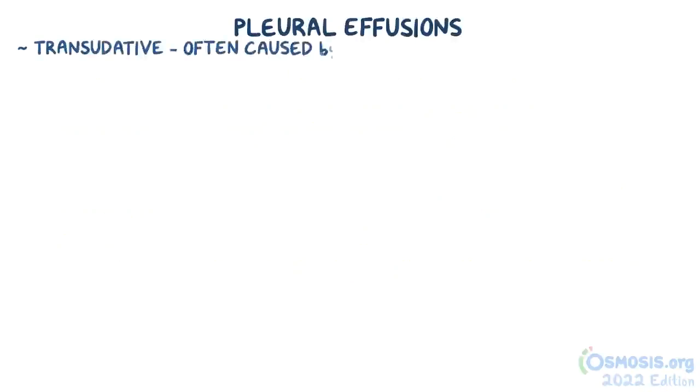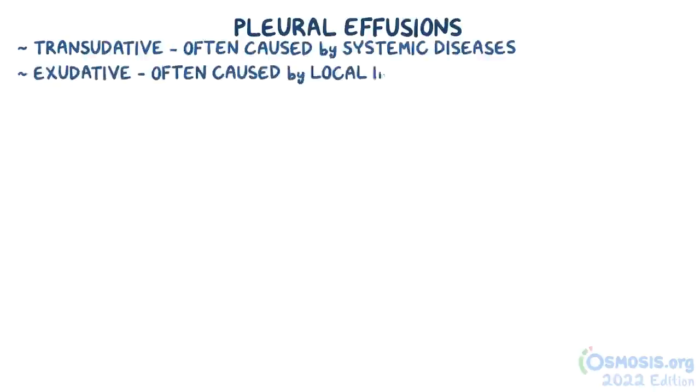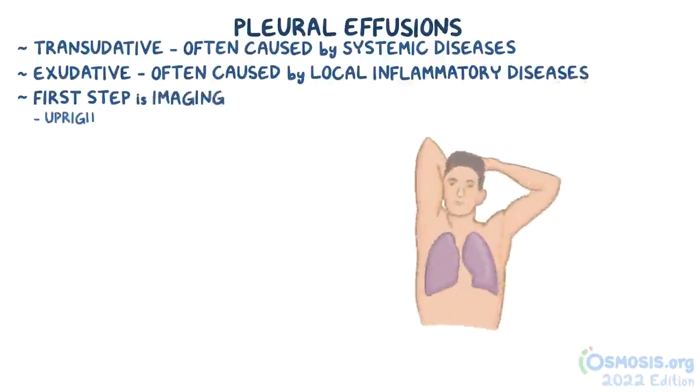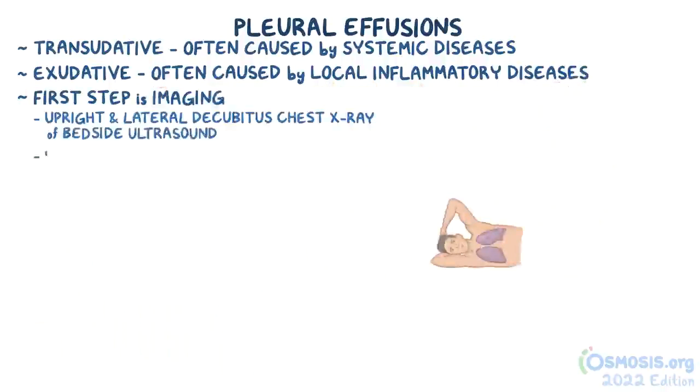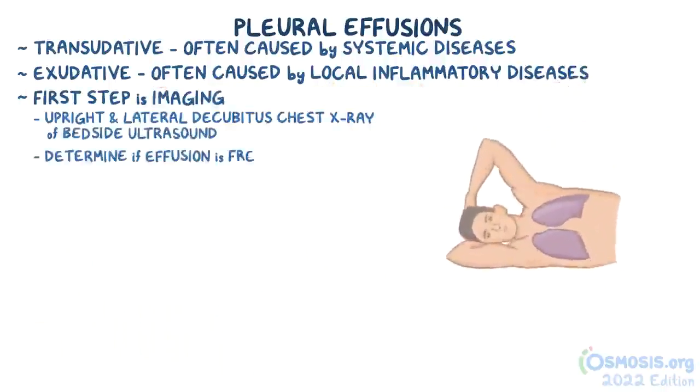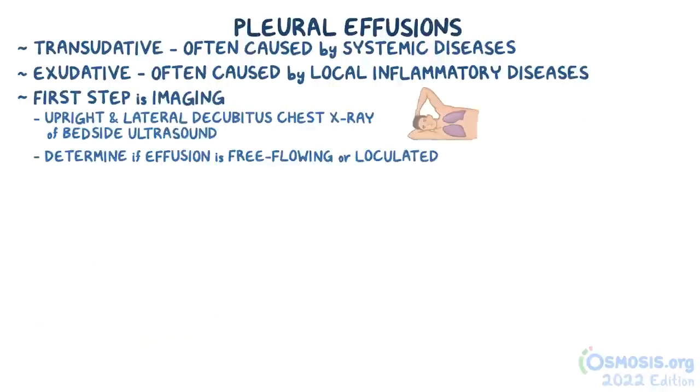Alright, as a quick recap. Pleural effusions can be transudative, which are often caused by systemic diseases, or exudative, which are often caused by local inflammatory diseases. The first step in evaluating a pleural effusion is imaging with an upright and lateral decubitus chest X-ray, or a bedside ultrasound, to determine if the effusion is free-flowing or loculated.